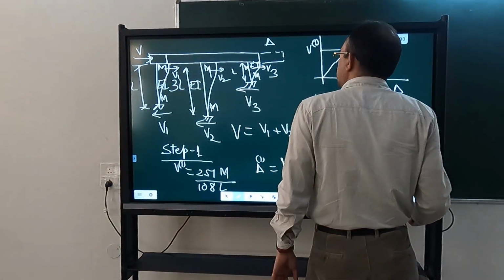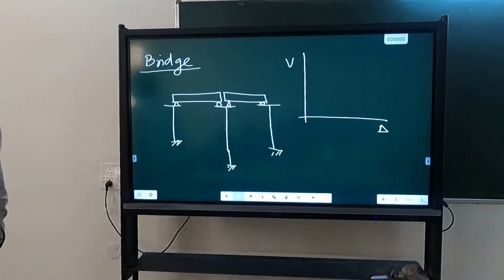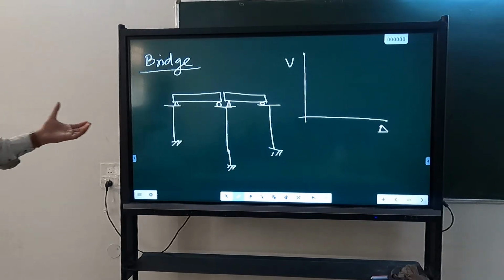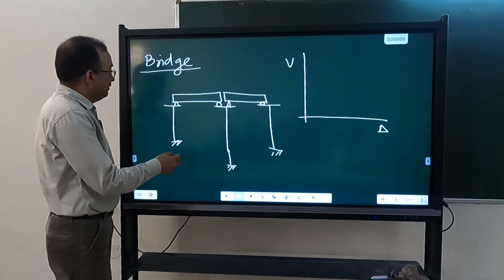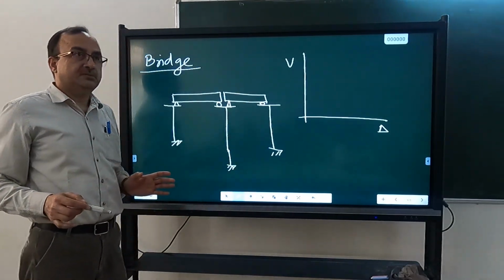Now, the question I wanted to highlight was this. Here, if I have to plot the V versus delta graph, how am I going to plot it in this case? What is the difference as compared to the previous one? Your delta will not be the same, so you cannot combine. So what we will do here is plot a separate V versus delta for each pair.